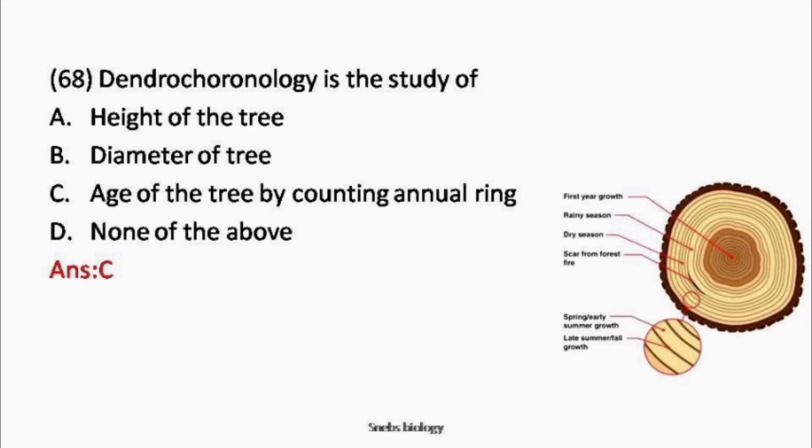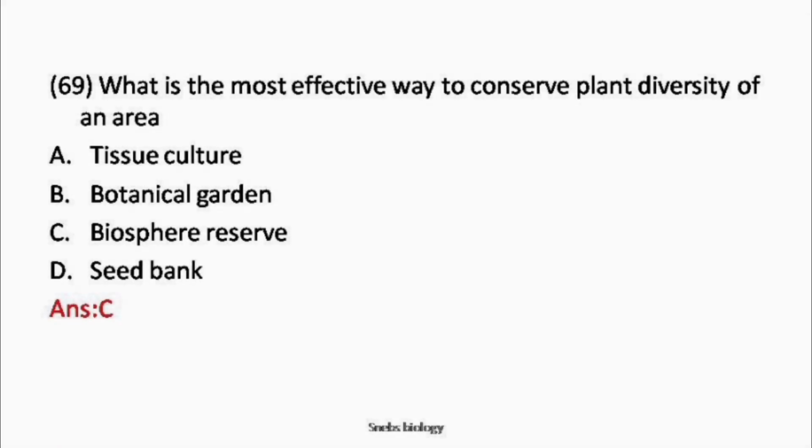Next, dendrochronology is the study of option A height of the tree, option B diameter of tree, option C age of the tree by counting annual rings, and option D none of the above. So dendrochronology is the study of age of the tree by counting annual rings. Clear? Next, what is the most effective way to conserve plant diversity of an area?